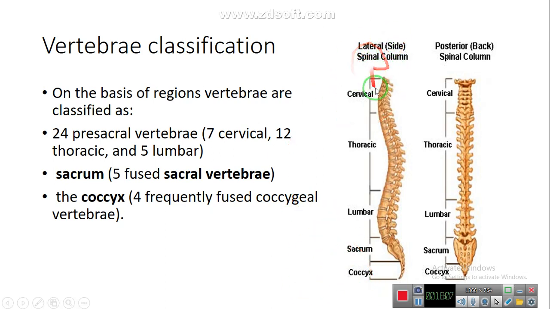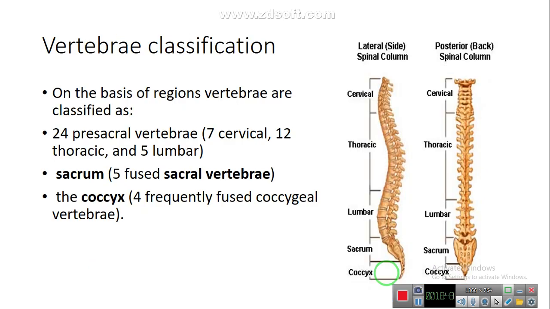Here is the lateral side of the spinal cord, and this is the posterior view of the spinal cord. You can see the regions: cervical region, thoracic region, and lumbar region. These regions together are known as presacral vertebrae. These are total 24 in number. And then comes the sacrum. Sacrum consists of the 5 sacral vertebrae, and then the coccyx, which is composed of the 4 fused coccygeal vertebrae.